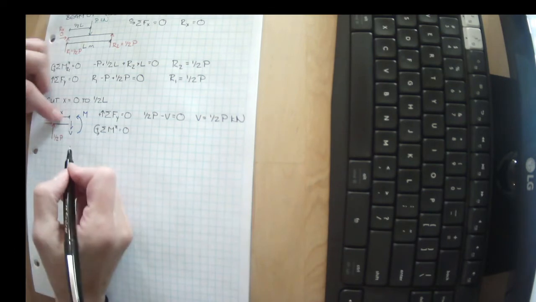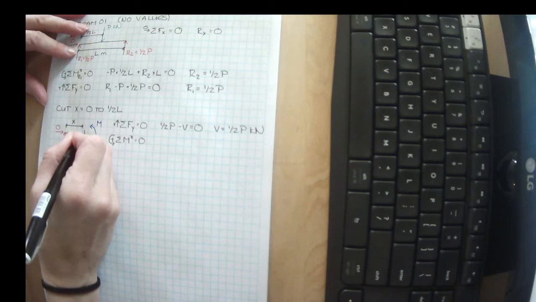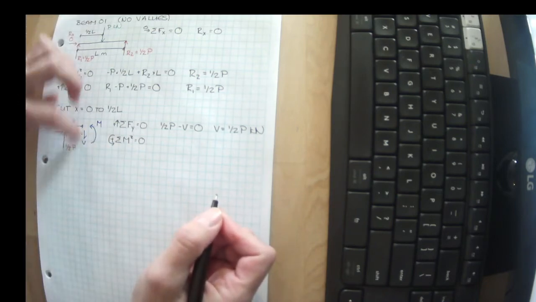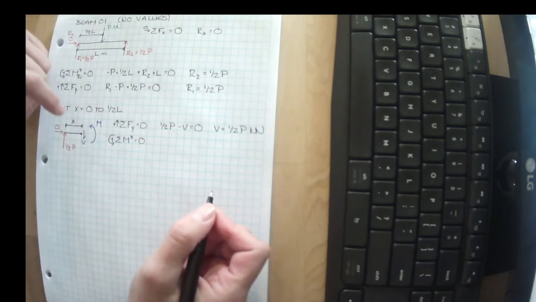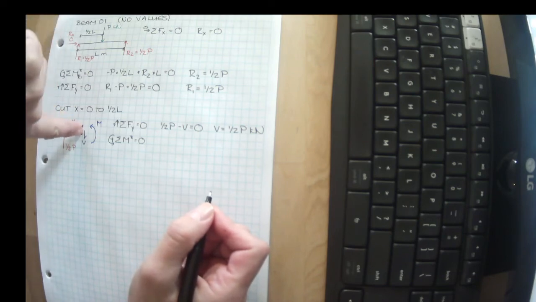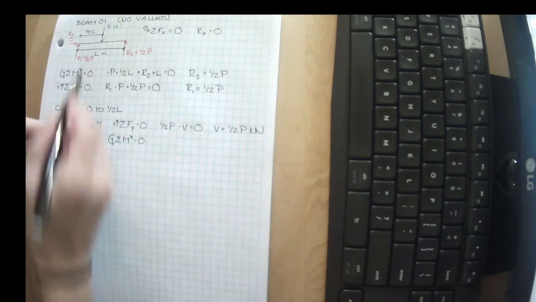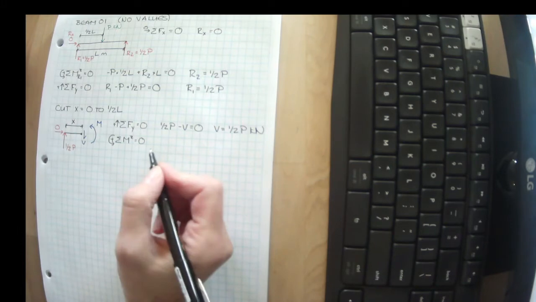Let's take a look. I always like to put my thumbtack right here. It gets rid of the shear for me. It makes life a little bit easier. So I'm going to put my imaginary thumbtack right here. Shear passes through that point.